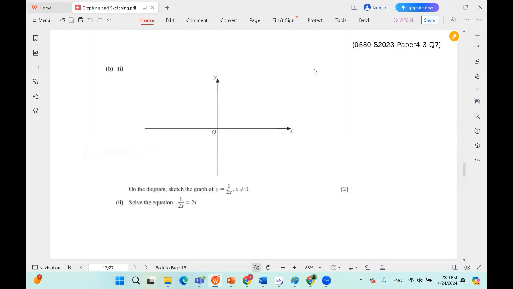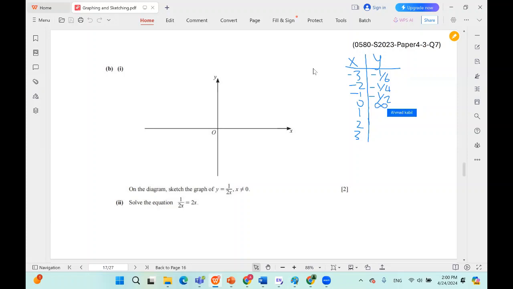On the diagram, sketch the graph of y equals 1 over 2x. So first, let's create a table for 1 over 2x. Again, when it's a strange function that you don't know, just put -3, -2, -1, 0, 1, 2, 3, and start getting points. So for -3, we have -1 over 6. For -2, we have -1 over 4. Then we have -½.